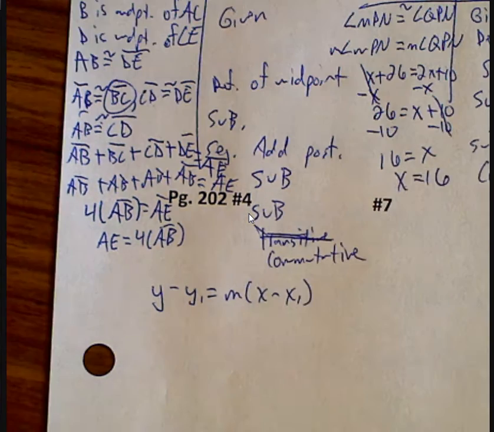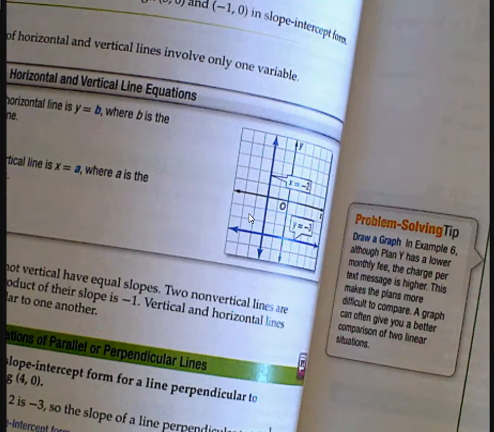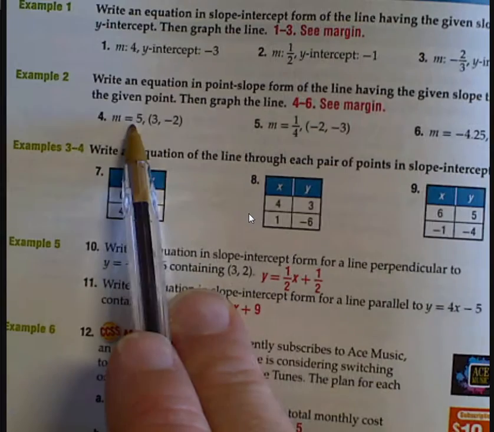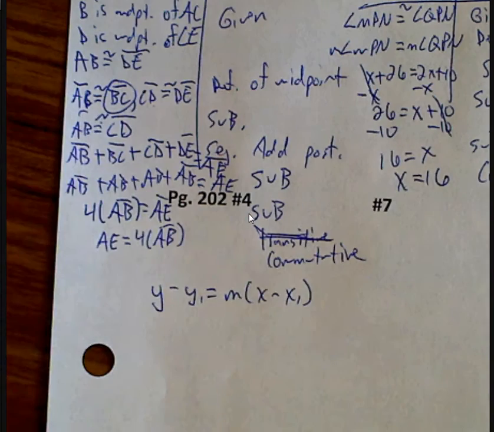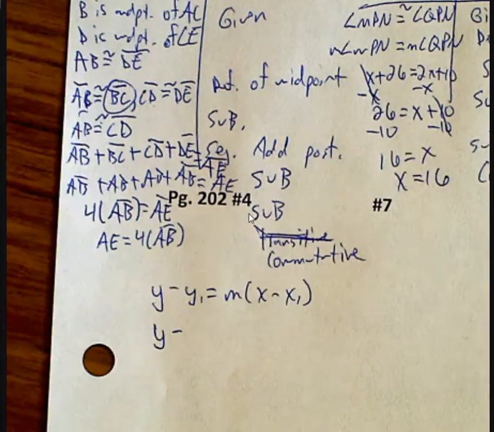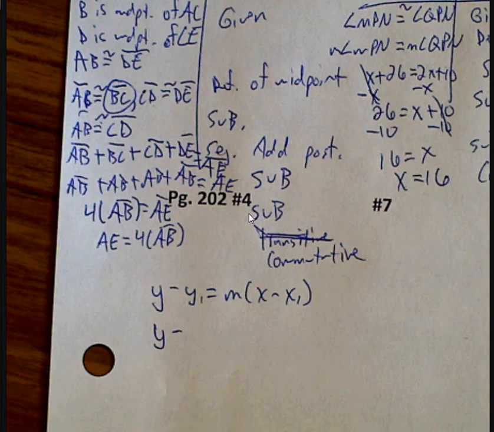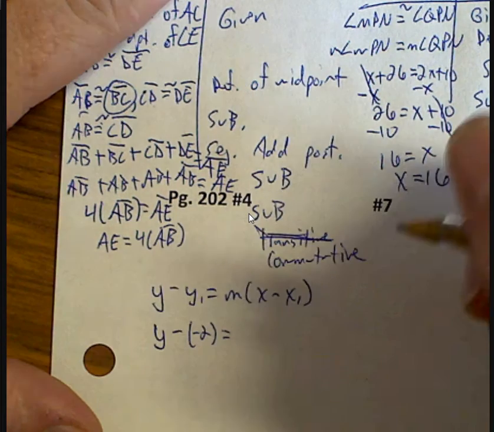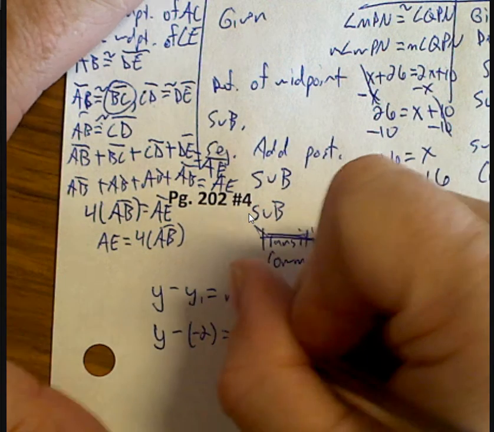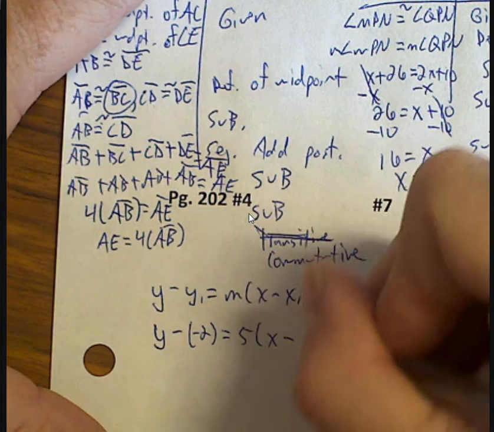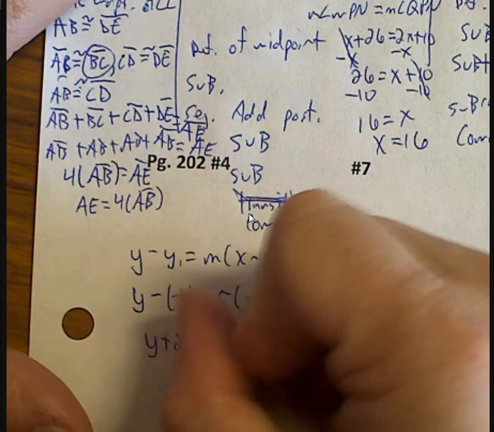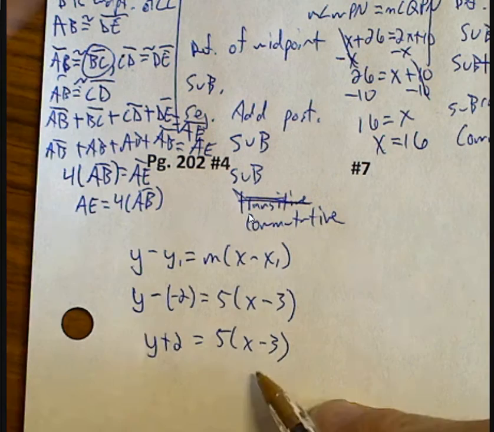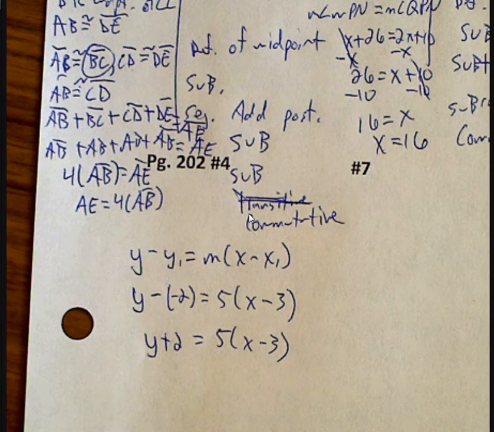So I go ahead and plug in what I'm given. On number 4, my slope is 5. This is my x1, this is my y1. So y minus my y1, which is negative 2, equals my slope 5, times x minus my x1, which is 3. So my point slope would be y plus 2 equals 5 times x minus 3. This stays as point-slope form.